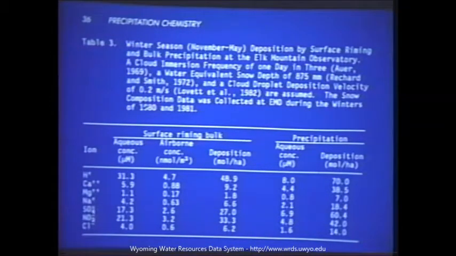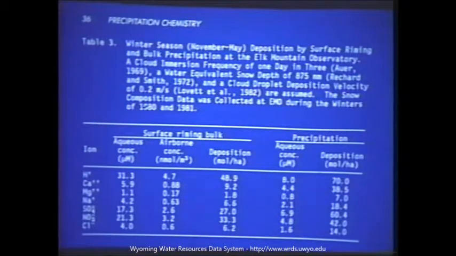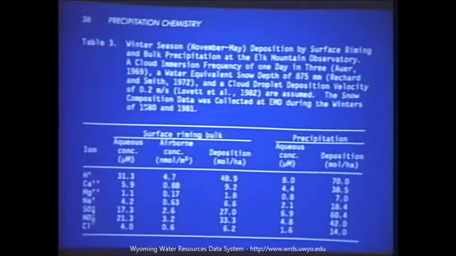Now, basically, this is simply a reiteration of the fact that concentrations of all ionic constituents are higher in cloud water than they are in precipitation. The same is true for sulfate and nitrate. For example, calculated deposition of sulfate is 27 moles per hectare for that 7-month period, or on average anyway, as compared to 60 for deposition of sulfate via precipitation.